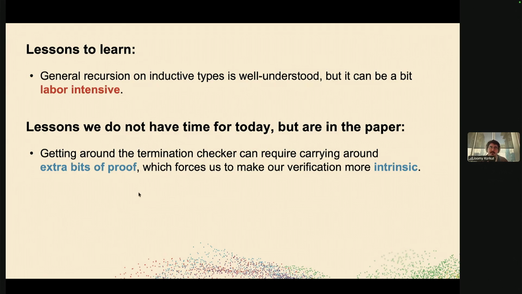So what are lessons to learn from this? General recursion on inductive types is well understood, but it can be a bit labor intensive because you have to prove the well-foundedness. Lessons that we don't really have time for today, but are in the paper, is that getting around the termination checker can require carrying around extra bits of proof, which forces us to make our verification more intrinsic. So we gotta interleave the proof and the computation a little more, just so that we can satisfy the accessibility predicate.